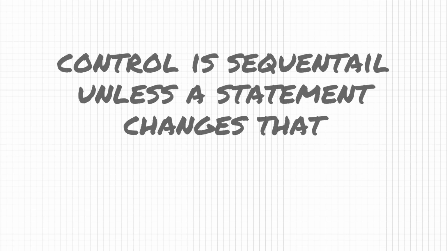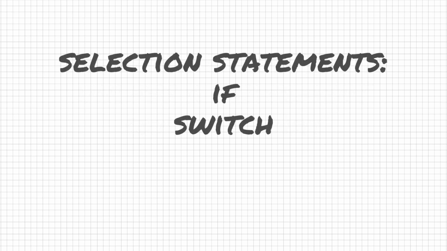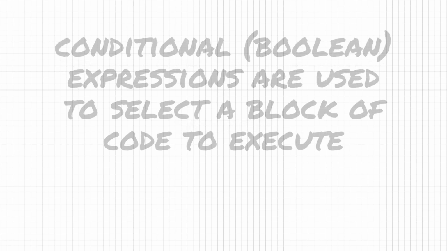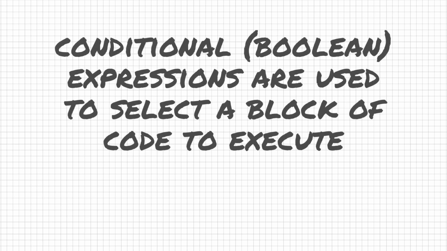Control will flow sequentially in a program unless there is a statement that changes the flow of control. The selection programming statement in Python, and a lot of other languages, is if. Switch is another common selection construct. No matter what your selection construct, if or switch, conditional expressions are used to select a block of code to execute.